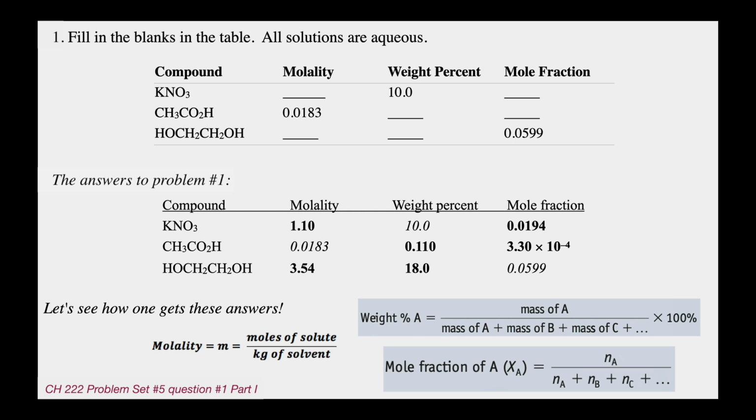And then mole fraction, which gets the symbol chi. It looks like an X, but it's not really, but you can write it as X, that's fine. Anyway, mole fraction of A is moles of A divided by total moles. So most of these will have just two components, solute and solvent. So it would be like moles of solute over moles of solute plus moles of solvent. Mole fractions are always numbers between 0 and 1. And weight percents, likewise, are numbers between 0 and 100.